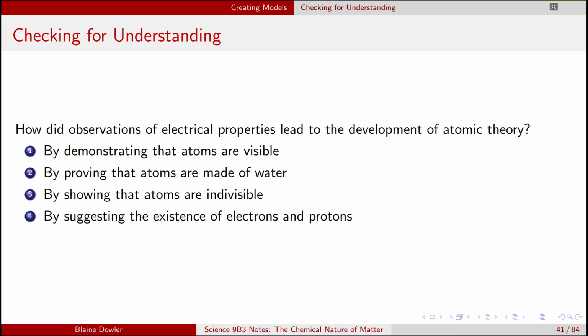How did observations of electrical properties lead to the development of atomic theory? Is it by demonstrating that atoms are visible? By proving that atoms are made of water? By showing that atoms are indivisible? Or by suggesting the existence of electrons and protons? Pause now if you need more time. Yes, it was by suggesting the existence of electrons and protons.